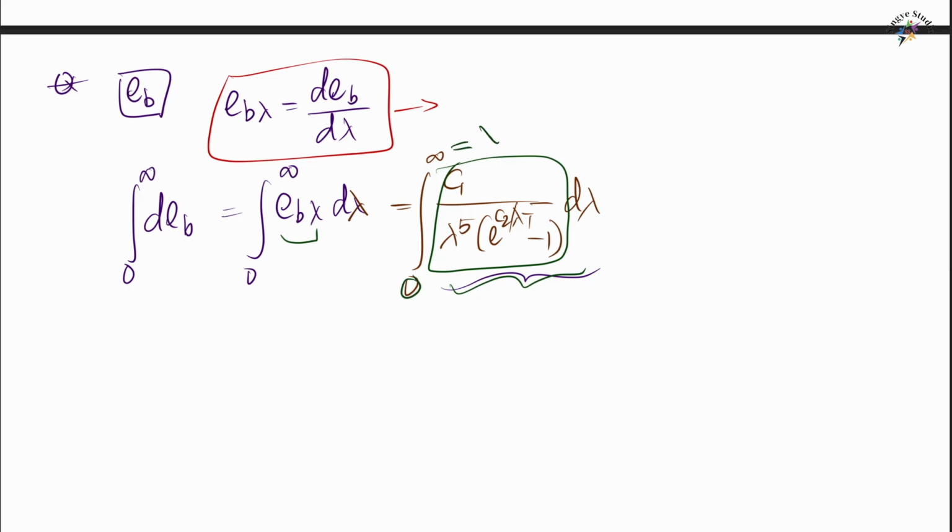This infinity belongs to wavelength and 0 also belongs to wavelength. So what we are doing is actually on the Wien's displacement curve. We have something like this, from 0 to infinity at some temperature T.